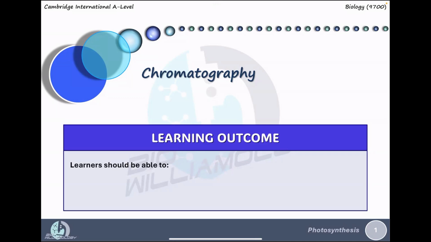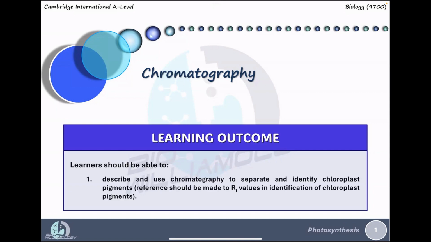In this lesson, we will explore chromatography. At the end of this lesson, you will be able to describe and use chromatography to separate and identify chloroplast pigments, and reference should be made to the RF value, also known as the retardation factor, in the identification of chloroplast pigments. All right, let's get started.